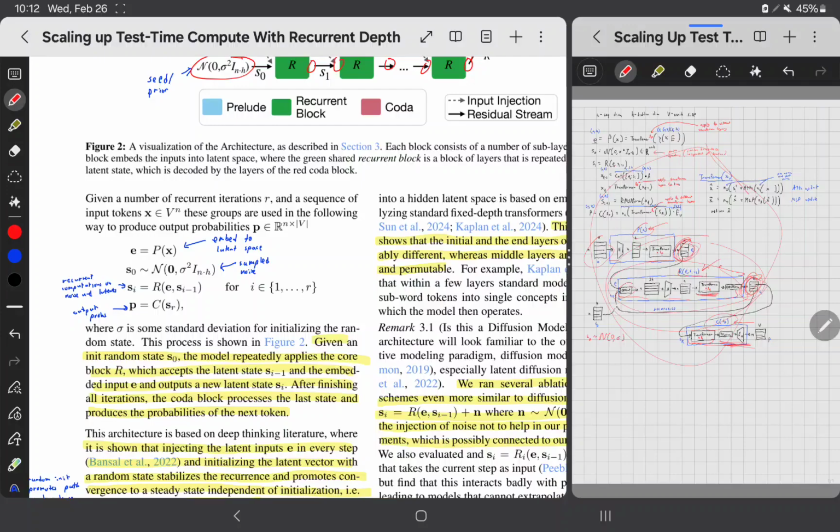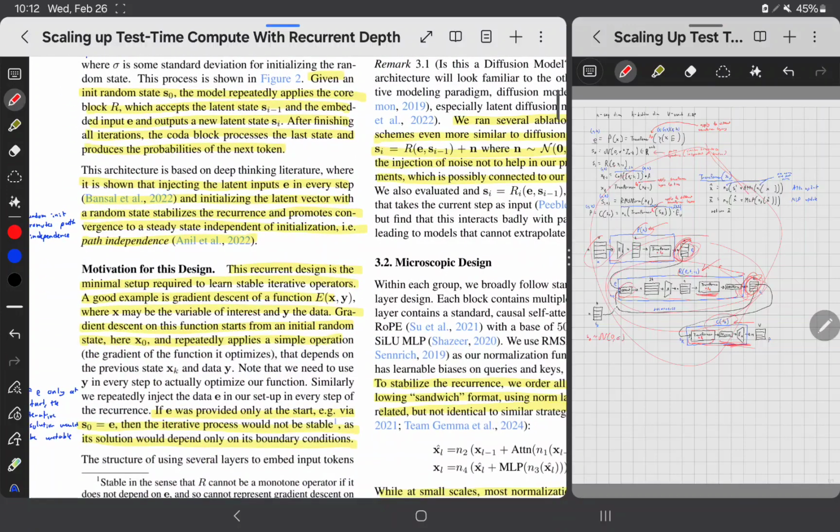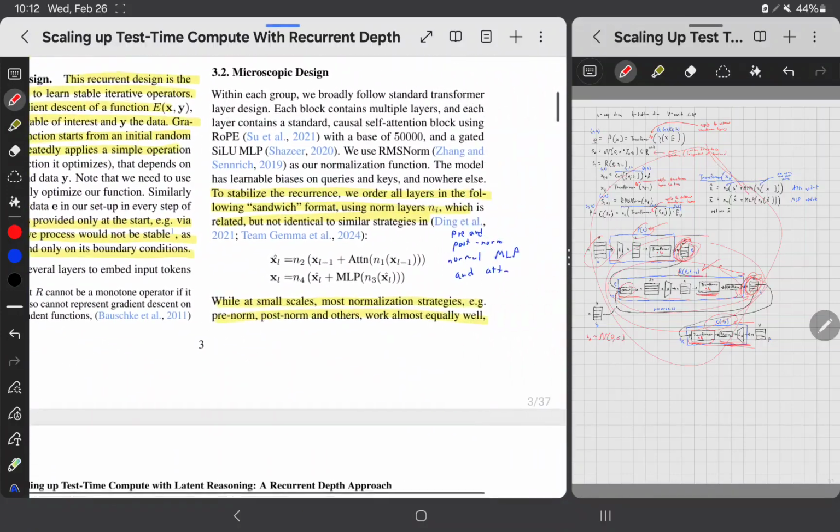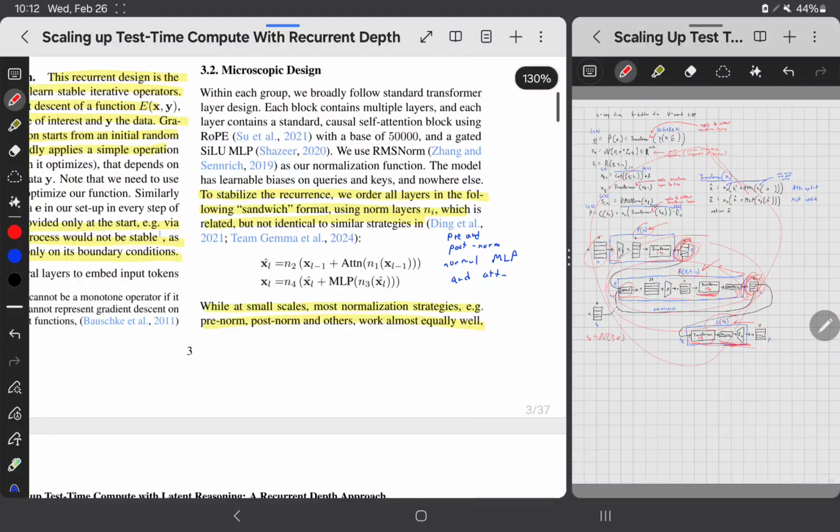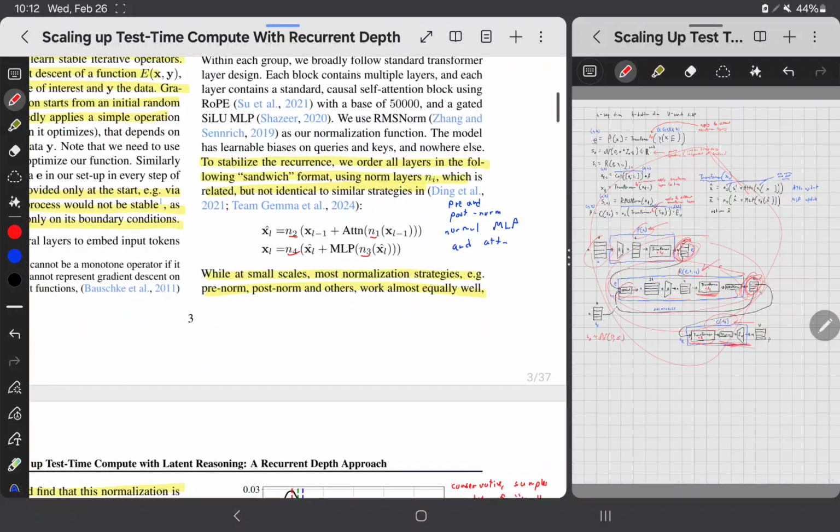And they also have that here. This is just a little more drawn out. So they note here that the transformer architecture has both pre and post norm. They mentioned that is for stability.